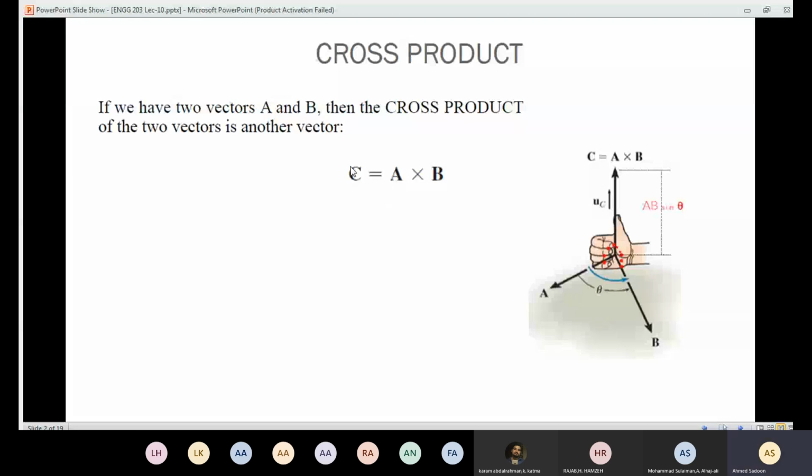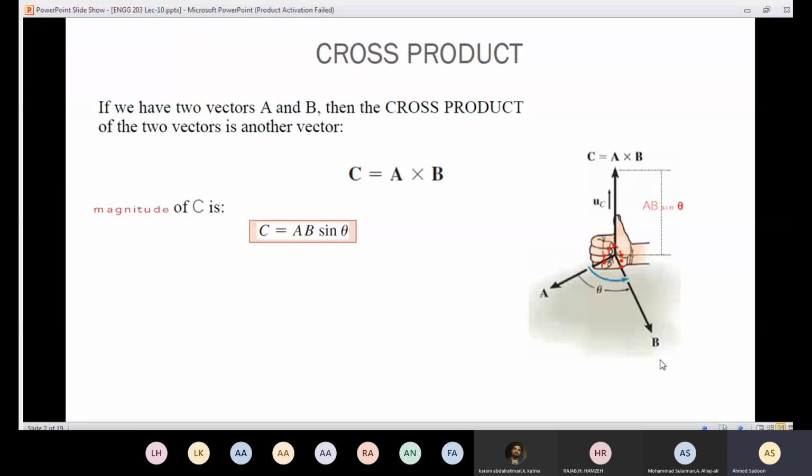Since it's a vector, it has magnitude and it has direction. The magnitude represents the length of that vector, and the magnitude is A times B sine theta. So the magnitude of the C vector equals the magnitude of A times the magnitude of B times sine theta. Theta is the angle between vector A and vector B.